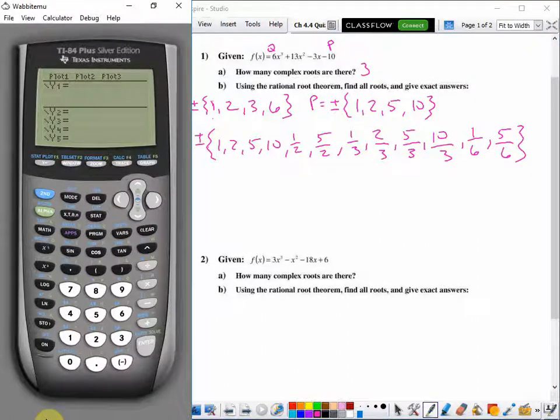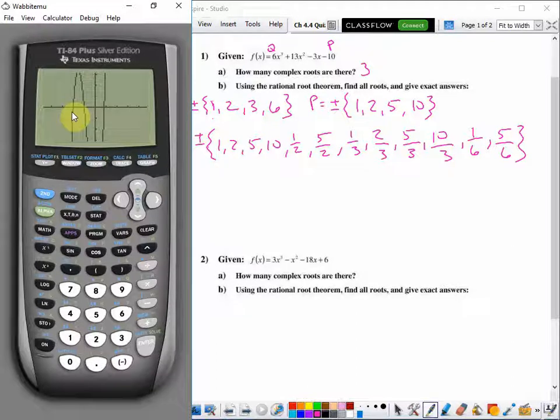There's free graphing calculators available online. Desmos is a good one that can be used. This is an emulator for a TI-84, so this one works out for me. So what I need to do is plug in my equation: y equals 6x cubed plus 13x squared minus 3x minus 10. Okay, that's what the graph looks like, and I can actually zoom forward and get maybe a little bit better look at it.